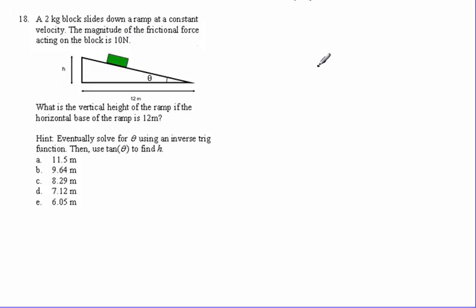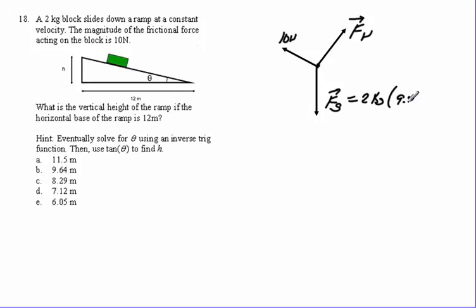So come here, I will draw 2 free body diagrams, one in the standard position and one tilted. This is the one just in standard. My frictional force is 10 newtons here. This is going to be my normal. This is going to be my force of gravity. Put vectors on there. Force of gravity is going to equal 2 kilograms times 9.8 meters per second squared. That's going to give me what? 19.6 newtons coming down.